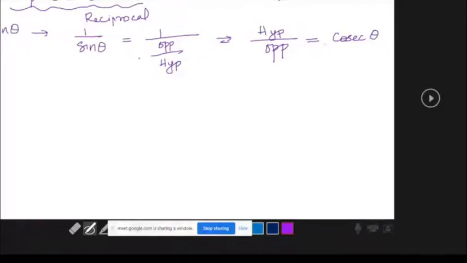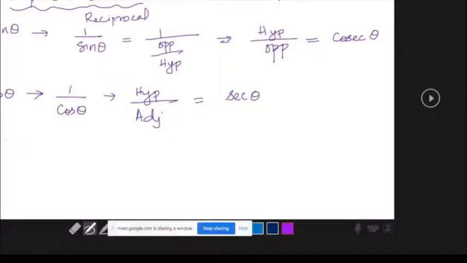Opposite side. Cosec theta. Same way you tell me cos theta. Cos theta and reciprocal. What is cos theta's reciprocal? 1 by cos theta. So we turn cos theta upside down. What will you get? Hypotenuse by adjacent. That is equal to, there is a name for that. Sec theta. Okay, you are learning. Cosec theta, sec theta.